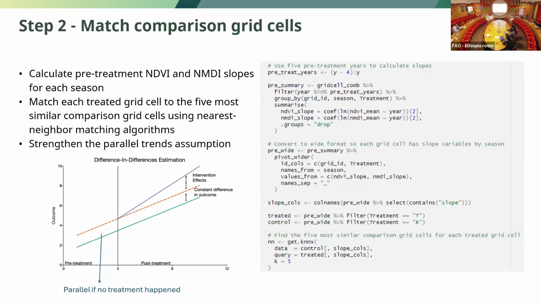Let me know if you finish this step. And we are matching on what? We are matching using the nearest neighbor algorithm, which means we are finding the most similar grid comparison cells based on the pre-treatment change of NDVI and NMDI.